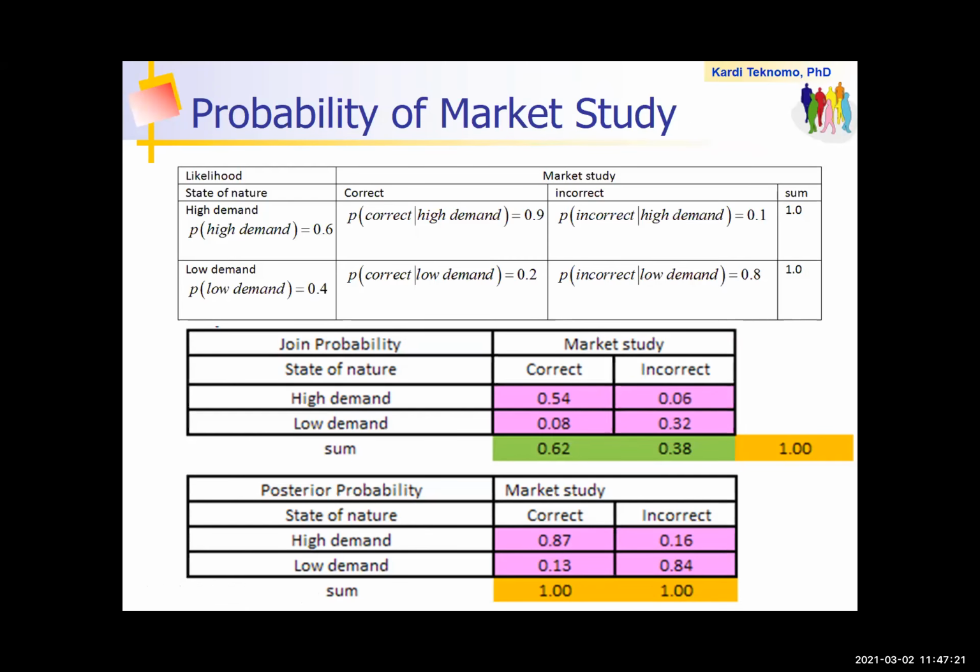And the probability of low demand is 0.4, right? That is the prior, okay? And then now, suppose you have the market study that states that the probability of high demand being correct will be 90%. The likelihood that it is high demand and it is incorrect in your market study is only 0.1.